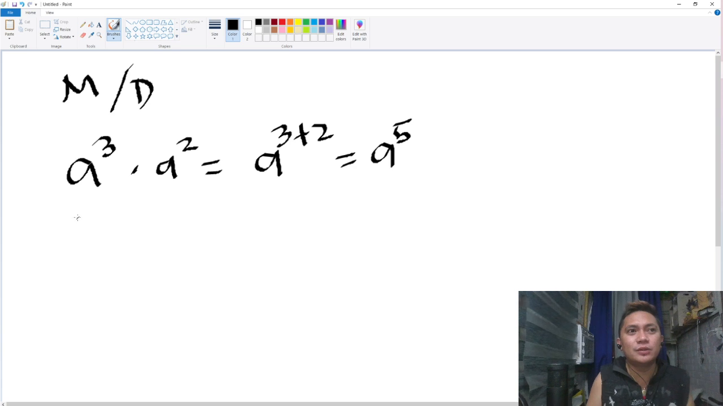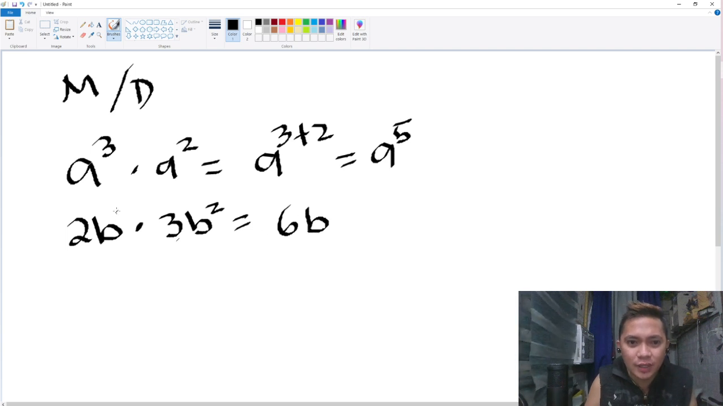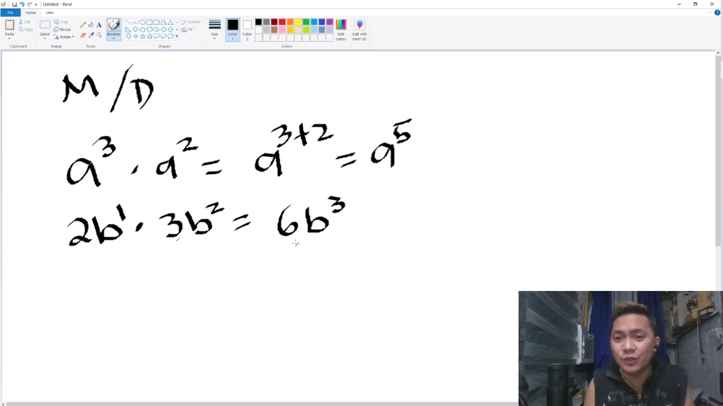Okay, so how about 2b times 3b squared? Okay? So in multiplication, we need to multiply the value or the coefficient or the numbers beside the variable. So 2 times 3, that is equal to 6. And then copy the variable b. And we have here 1. Then 1 plus 2, that is 3. Okay, so the answer here is 6b to the third power or 6b cubed. Okay, so yun po yung magiging sagot natin. How about another example?